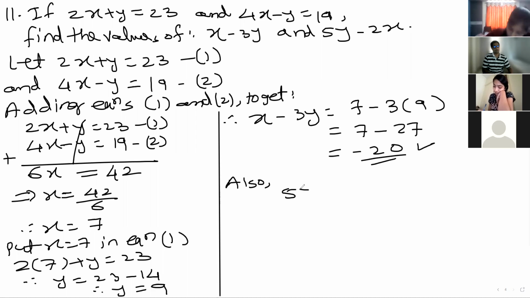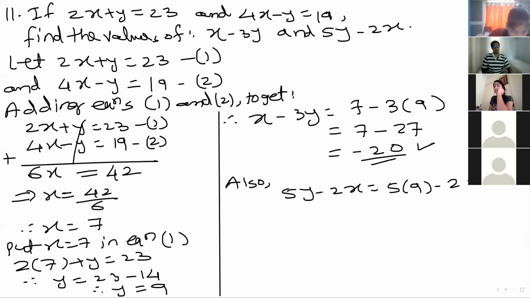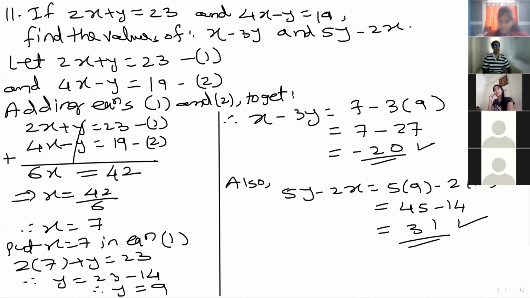Also, 5y minus 2x is equal to 5 into 9 minus 2 into 7. 5 nines are 45 minus 14. How much is it? 31. Correct. That's all. So this is how you get the values. That's it.